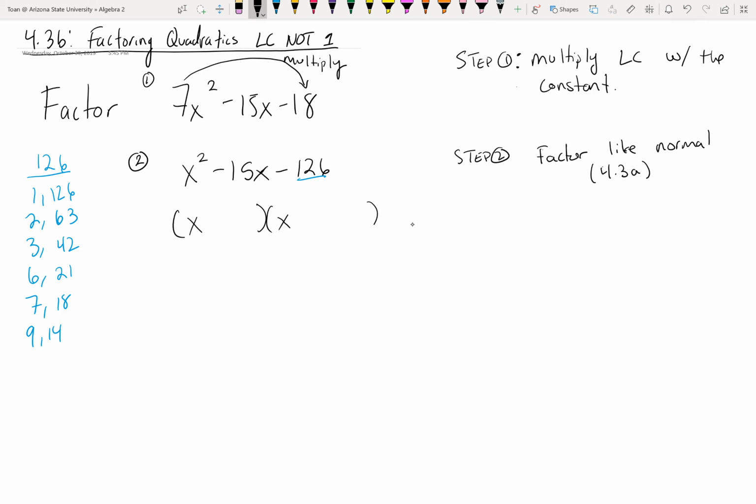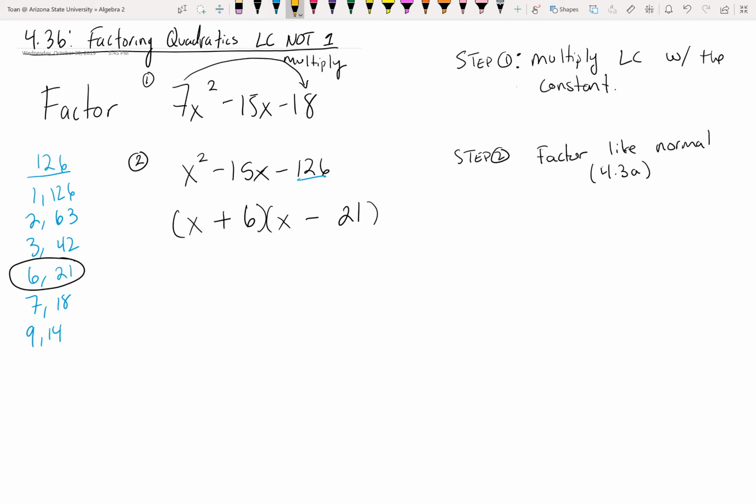I want to think subtraction, so which pair subtracts to a 15 here? Here we go, 6 and 21. It needs to be a negative 15, so that's going to be a positive 6 and negative 21. So that should be the factored form. I did this fairly quickly, but I am assuming that we're good with this type of factoring.